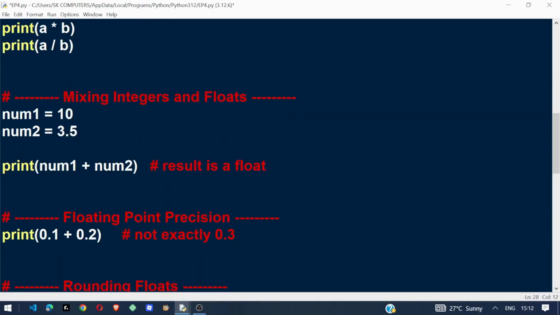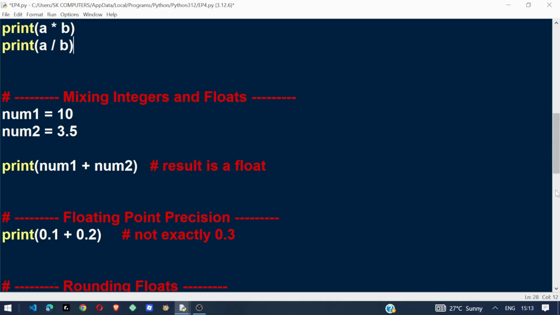Let's see how we mix integers and floats. Here we have number 1, 10, and this is number 2, 3.5. We'll print number 1 plus number 2 and the result is still a float. For example, 10 plus 3.5, it will be 13.5.